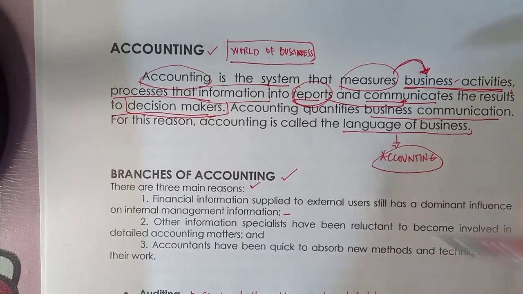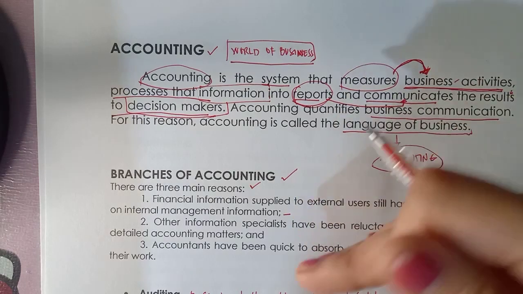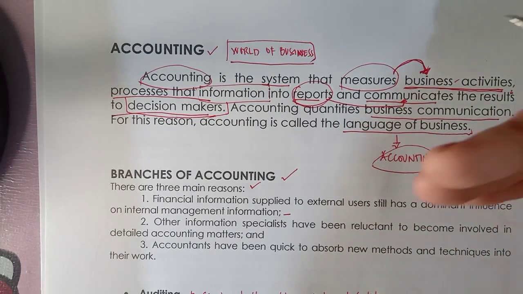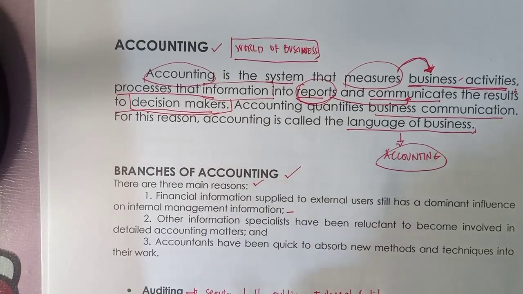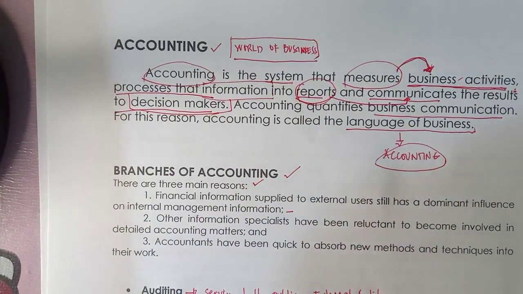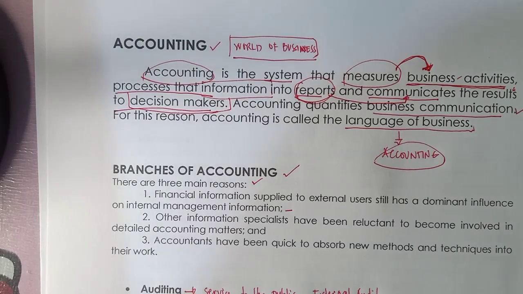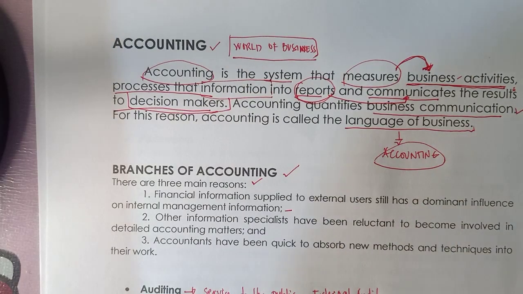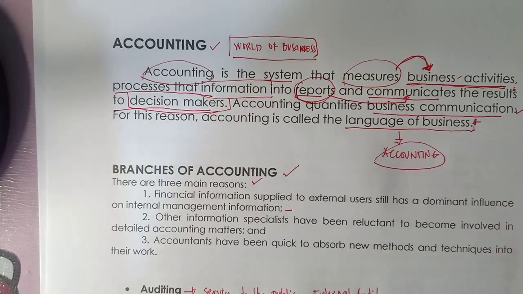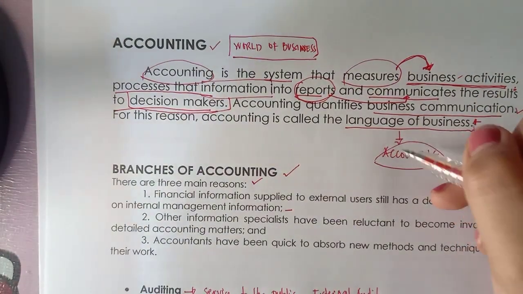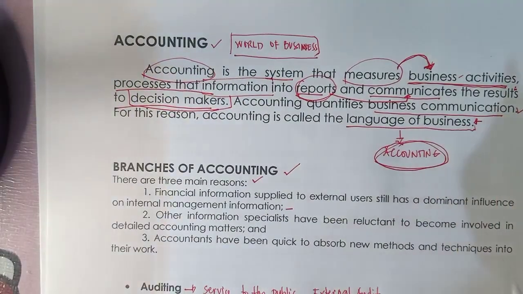So, that is the meaning of accounting. It will measure business activities. After measuring, it will process them into information, and that information will turn into reports, and those reports should be communicated to the decision makers. That is why accounting quantifies business communication. And for this reason, accounting is also called the language of business. When someone asks you, what is the language of business? The answer is accounting.